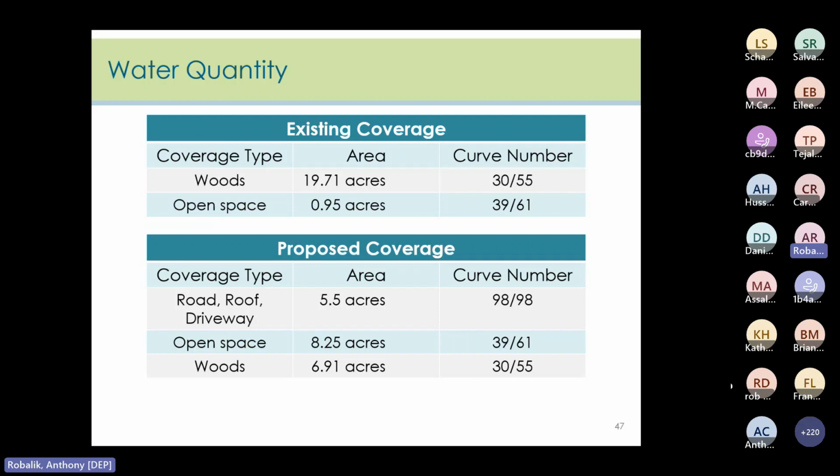So for woods, they used a CN of 30 or a CN of 55, which is good. That means they used either HSG-A or B. For open space, they used a CN of 39 or 61, and that's also good because that's HSG-A or B for open space. And they did the same thing down in the proposed conditions. So it seems like the CNs that they used pretty much match up with what we saw from the soil survey.